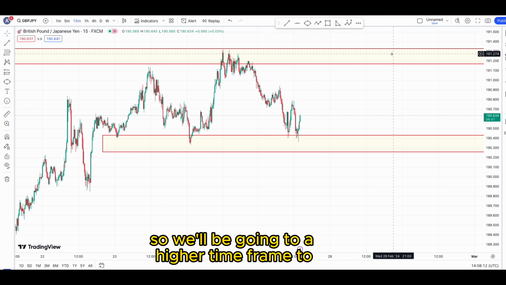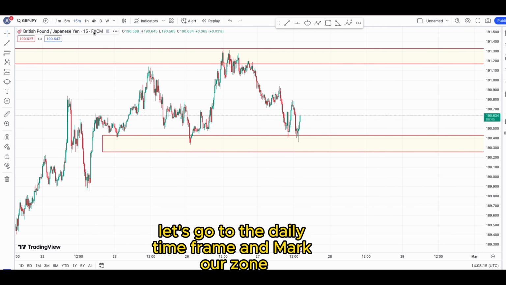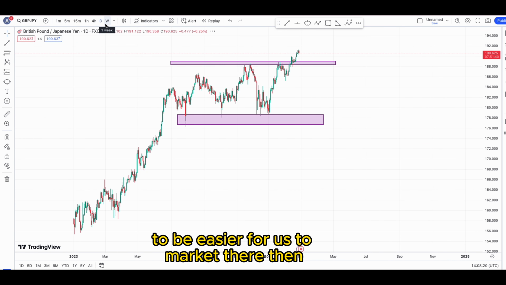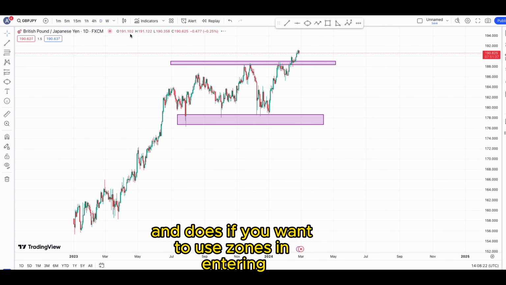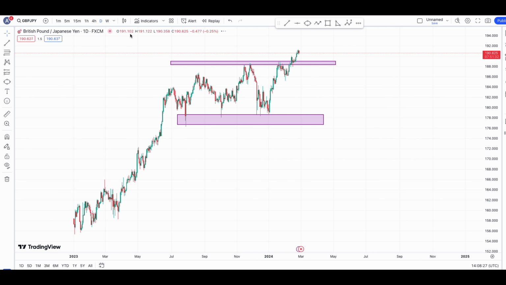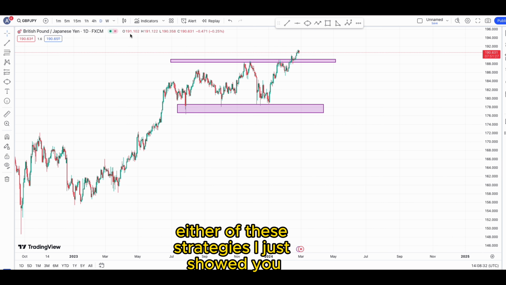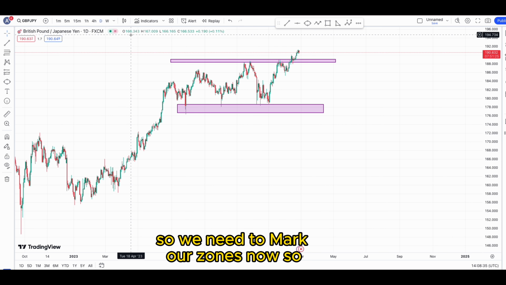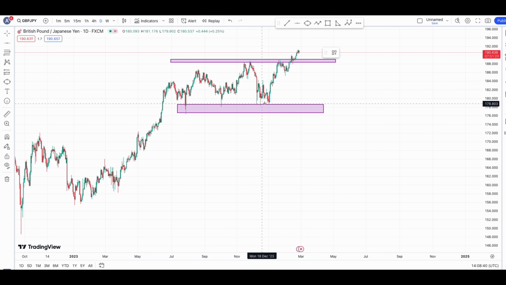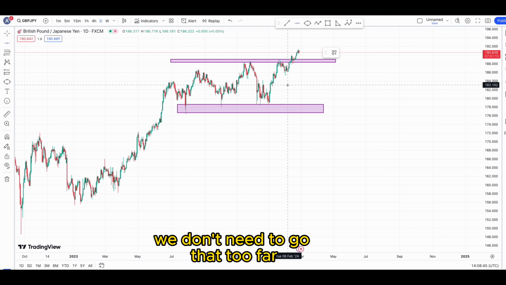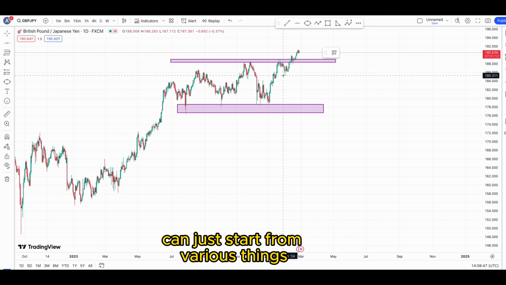So we'll be going to a higher time frame to mark our zone. Let's go to the daily time frame and mark our zone. It will be easier for us to mark it there. That's if you want to use zones in entering your market and taking your profits. So you can use either of these strategies I just showed you. So we need to mark our zones now. We can just start from the recent zones. We don't need to go too far. We can just start from the recent one.